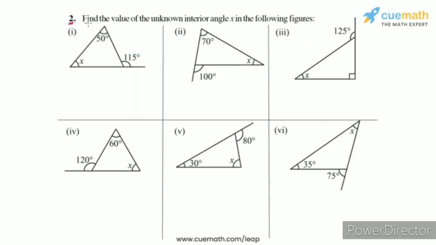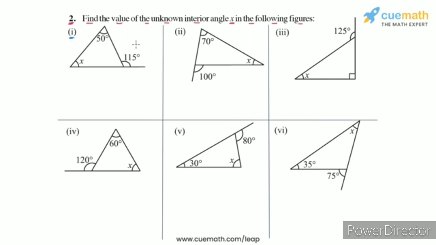In question 2, we have to find the value of the unknown interior angle x in the following figures. If you look at each of these 6 given figures carefully, you will see that in each figure, one exterior angle is given, and of the two opposite interior angles, one is given and the other interior angle is x, and that is what we have to find. So to solve each part, we will use the exterior angle property of triangles, which says that any exterior angle of a triangle is equal to the sum of the opposite interior angles. So let's start with part 1.